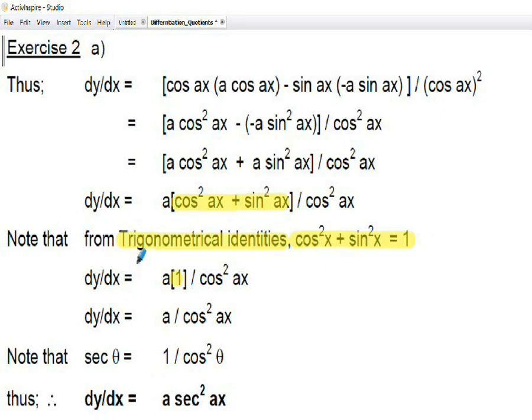You eventually get down to the a over cos squared ax, and if you note from previous work on trig identities that the secant of the angle is 1 upon cos squared of the angle, in other words sec squared theta equals 1 upon cos squared theta, you can simplify the final differential dy by dx as, in this case, a times sec squared ax. So that's just going from this line down to this line. We can use the trig definition there.